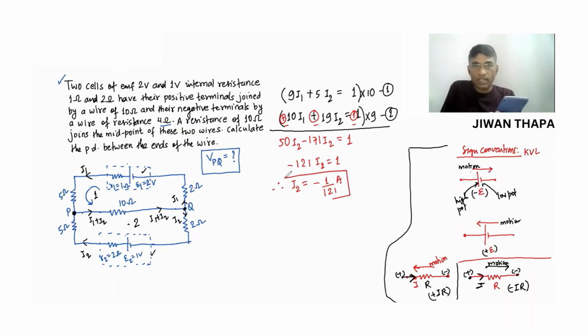So this is the current. Why are we getting negative? Now we need to understand this.